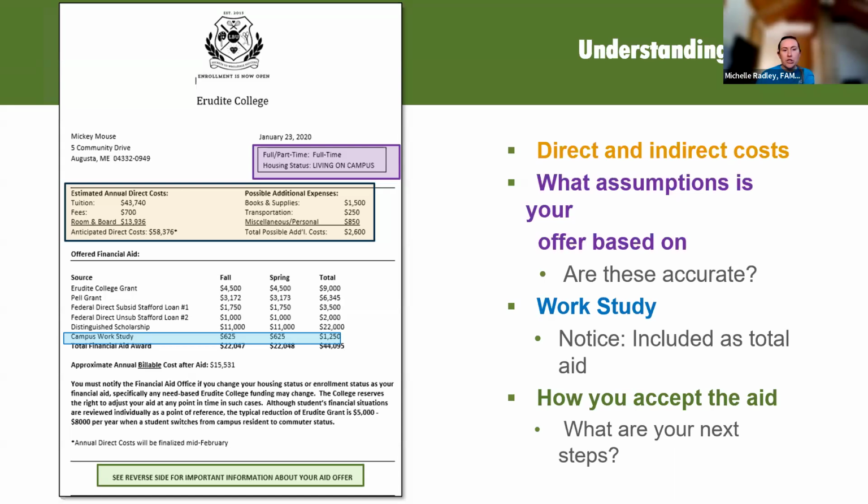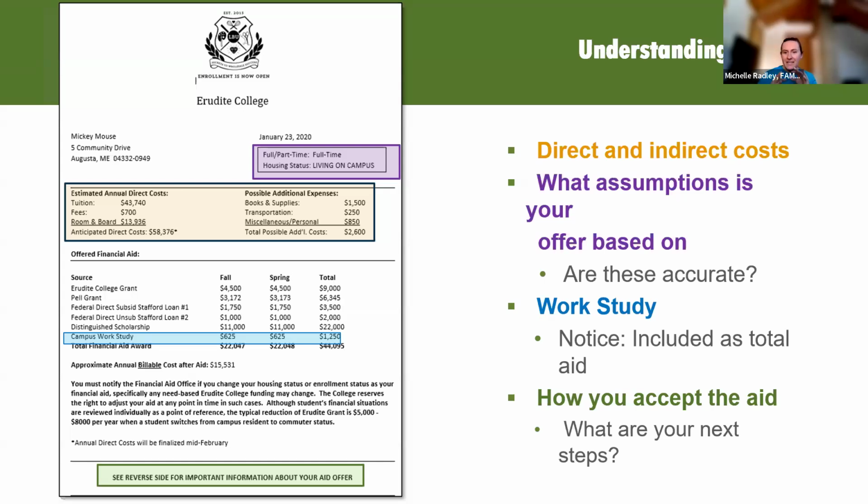You'll also see in the orange box there, that's the direct and indirect costs. So if you remember on the last letter, that was the portion in the bottom. So also broken out in a fair way. They label it differently, obviously. So you would see estimated annual direct cost, and then you would see the possible additional expenses, which would be the indirect costs.